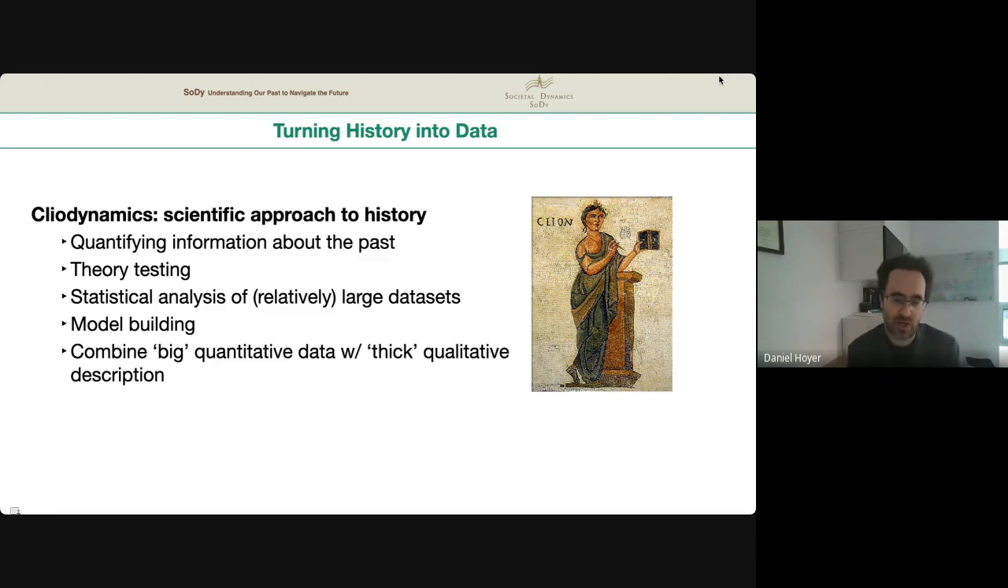Really what this means is we're trying to bring a scientific approach to studying the past. So all of the methods, all of the tools, all of the outlook that has been successful in what we might call the hard or natural sciences, we bring to bear on questions about the human past. So this is quantifying information, statistical analysis, testing theories, pitting theories against each other, building models, but also never losing track of what we call thick or qualitative historical data. So not abstracting away all of the nuance, all of the context, but having quantitative information alongside the qualitative and contextual information.